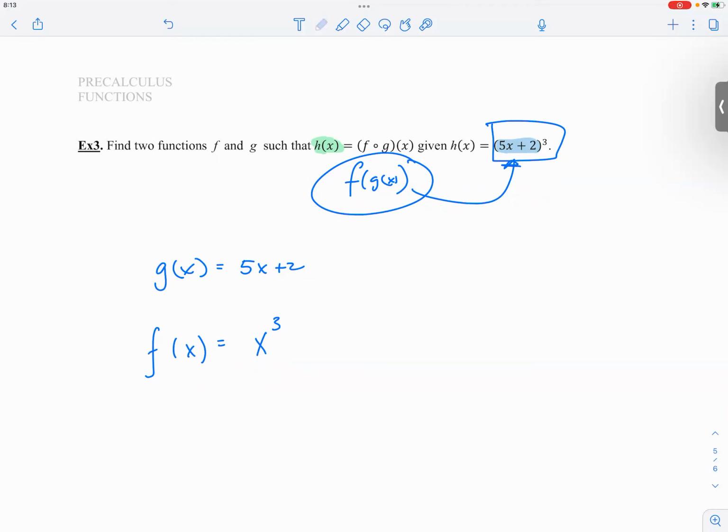Now, you may consider another alternative. Some people would say, oh, can I suggest that g of x is only 5x? And then f of x would be x plus 2 cubed. Can you do that? Because if you say f of g of x, I put g of x into the x over here. It's the same thing. So that's why you have multiple acceptable answers.